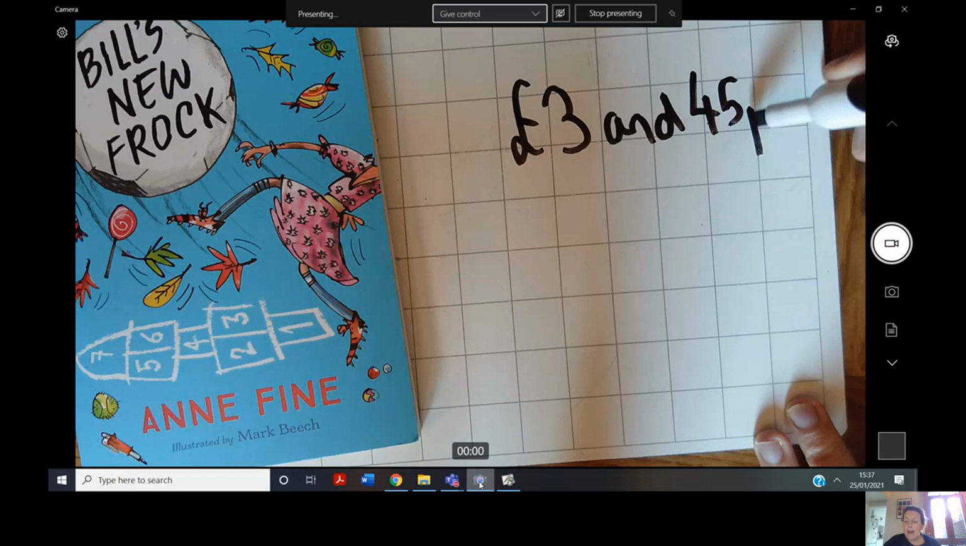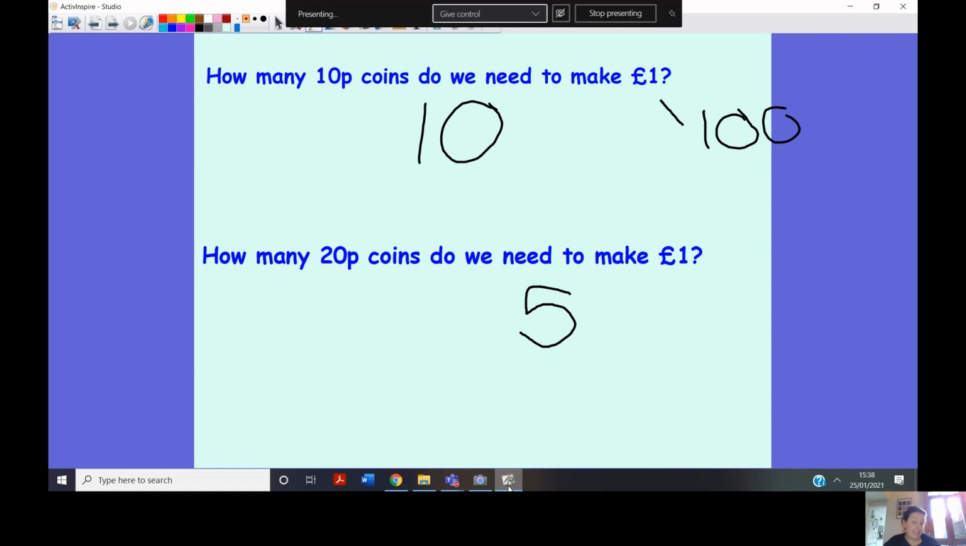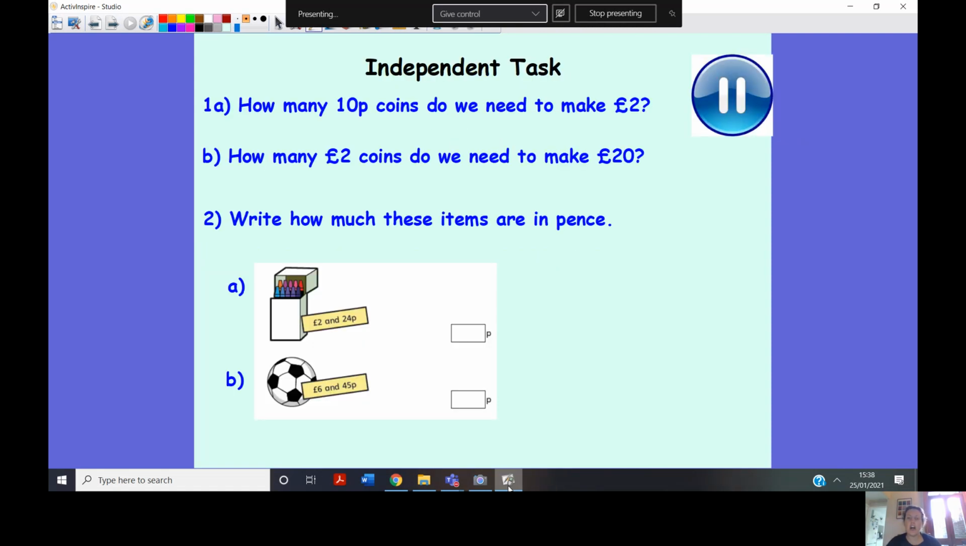Right, get a pen and pencil and some paper at the ready. Time for your independent task. You've got various different questions on some of the skills we've looked at. Press pause, and when you're ready to go, press play. Fantastic. Let's check some answers.